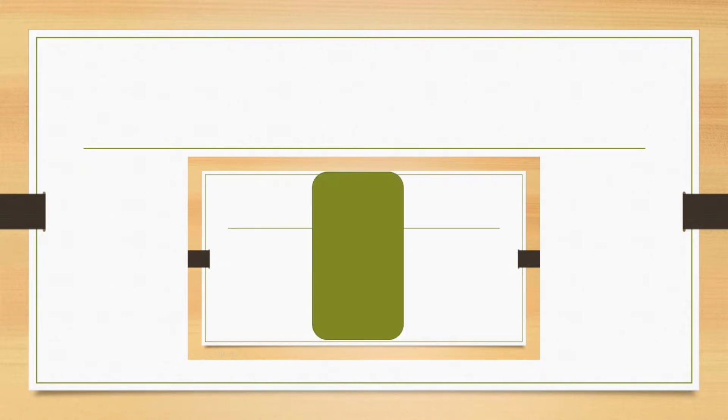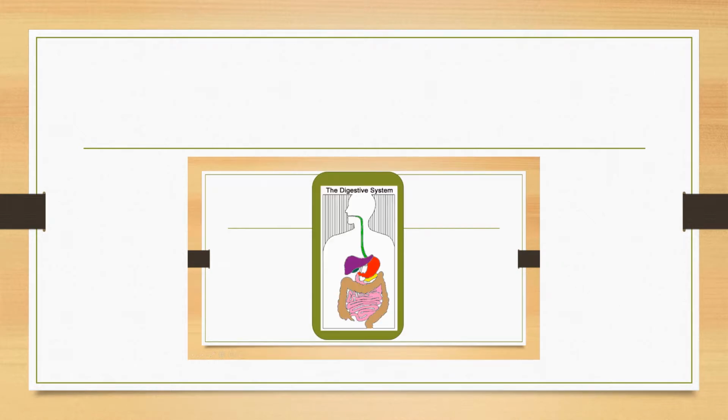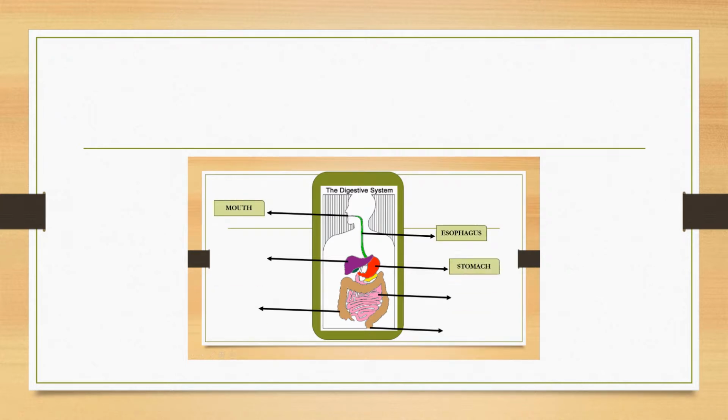So let us see what are the organs responsible in the digestive system. We have the different organs in the digestive system. First, we have the mouth, esophagus, stomach, liver, small intestine, large intestine, and the rectum. So we'll be discussing these organs and their functions one by one. Let's start with the mouth.